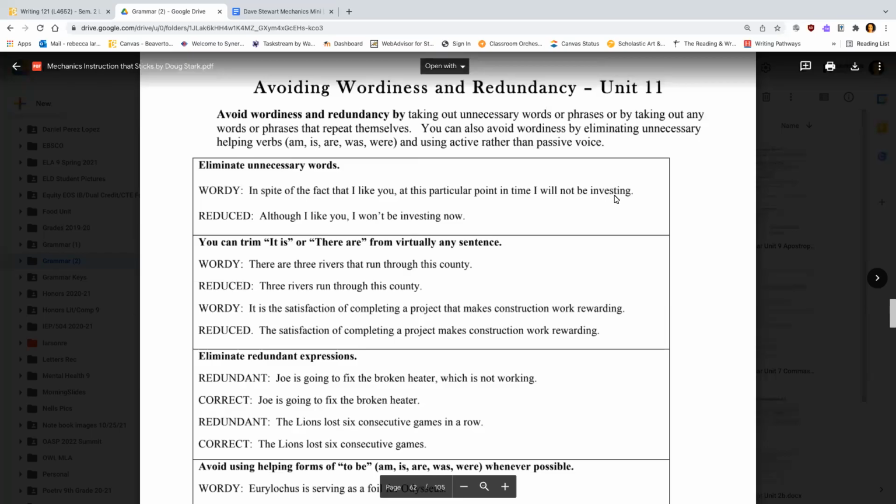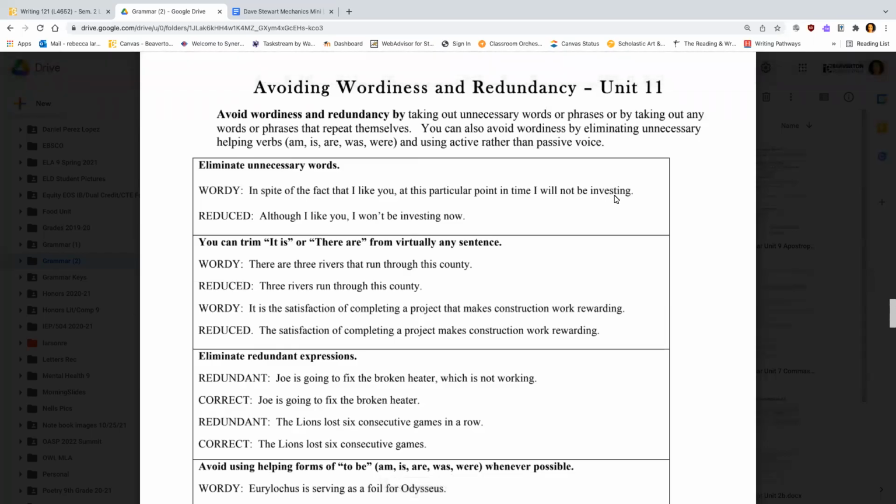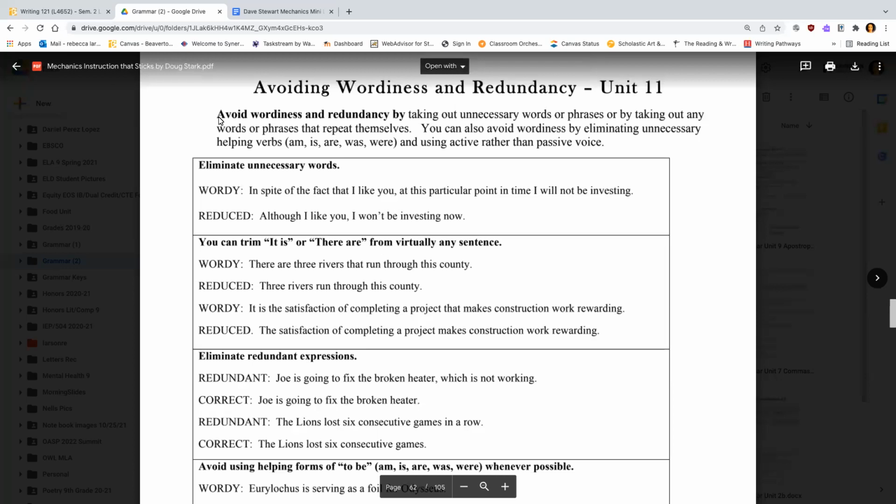All right, so let's chat a little bit about wordiness and redundancy, which a lot of writers, of course, struggle with because it's hard. There's a couple different things that we'll go through here, and then of course you'll practice. So at the top, it says avoid wordiness and redundancy by taking out unnecessary words or phrases, or by taking out any words or phrases that repeat themselves.